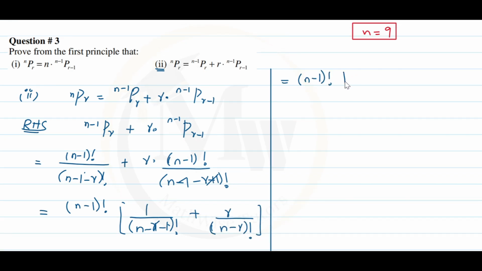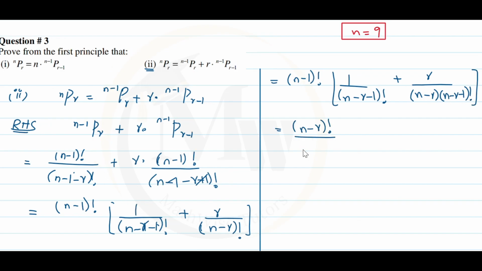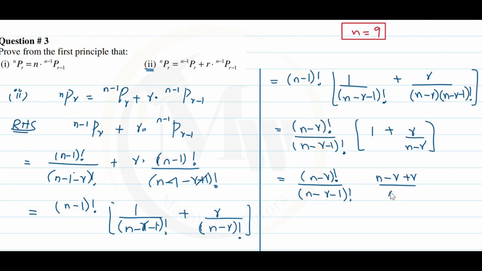And now we open the denominator term: 1 over n minus r minus 1 factorial as it is, plus r over n minus r minus 1 factorial. Now again the same term will be taken as common. We are left with 1 plus r over n minus r. Taking the LCM over n minus r, these terms will be cancelled out, and you are left with n times n minus 1 factorial over n minus r and n minus r minus 1.